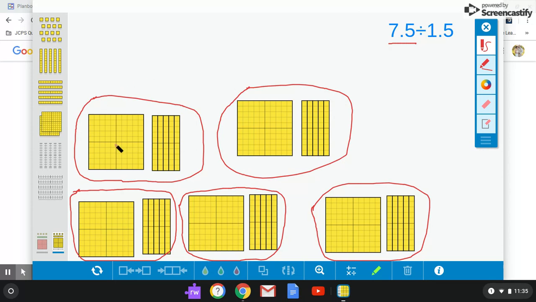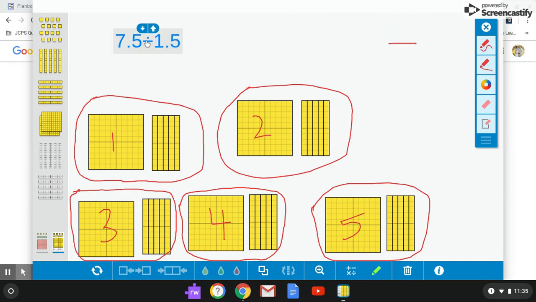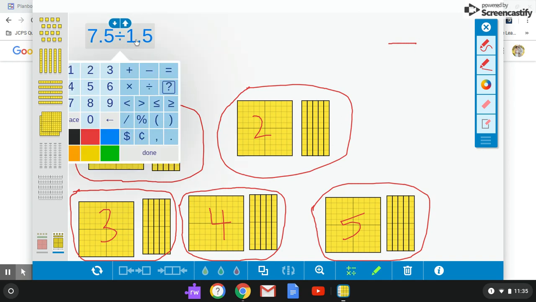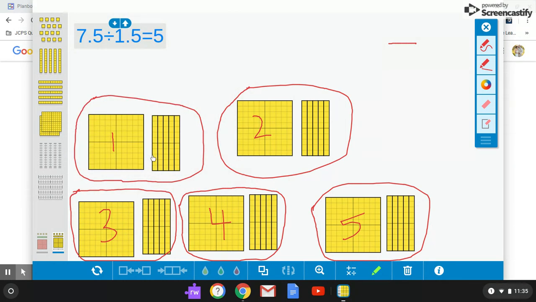And so I have made 1, 2, 3, 4, 5 groups. So if I'm trying to find a quotient for 7 5/10 divided by 1 5/10, I know that the quotient is going to be 5 because I made 5 groups of 1 5/10.